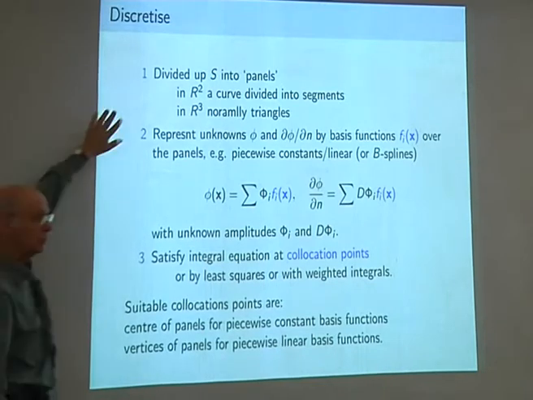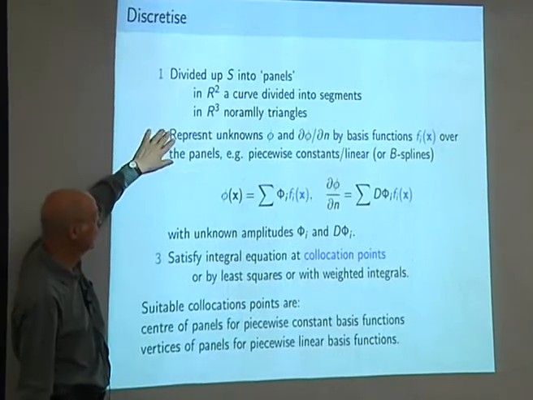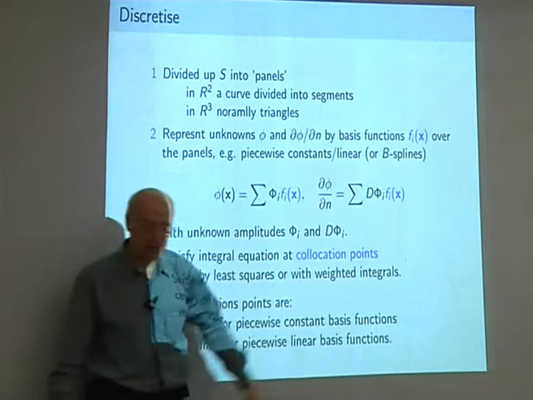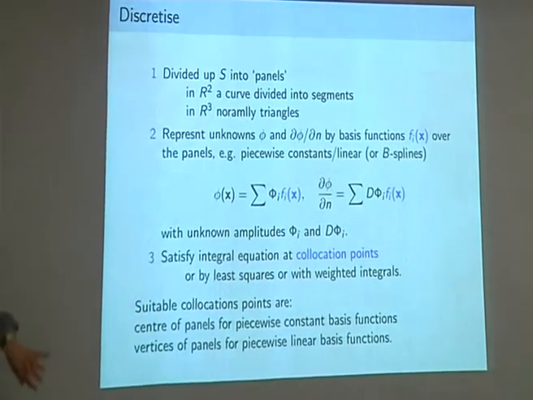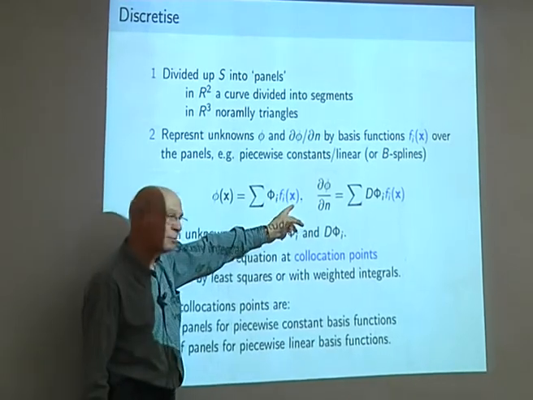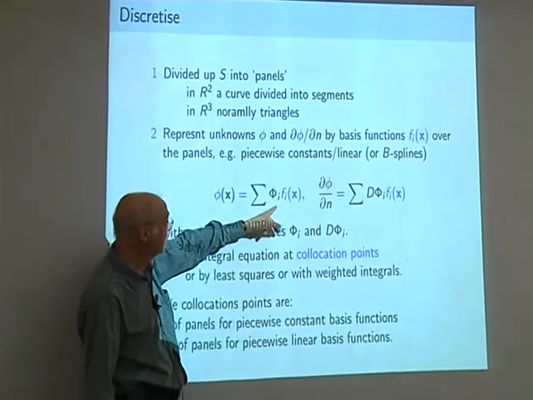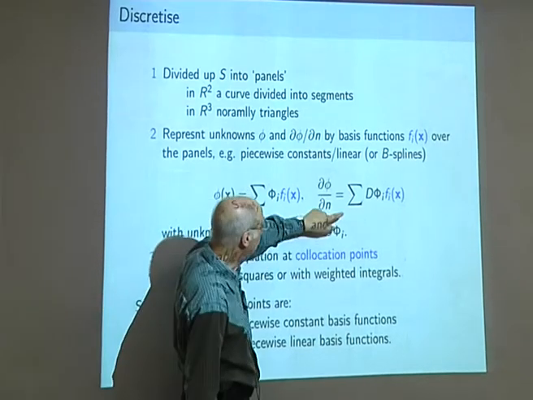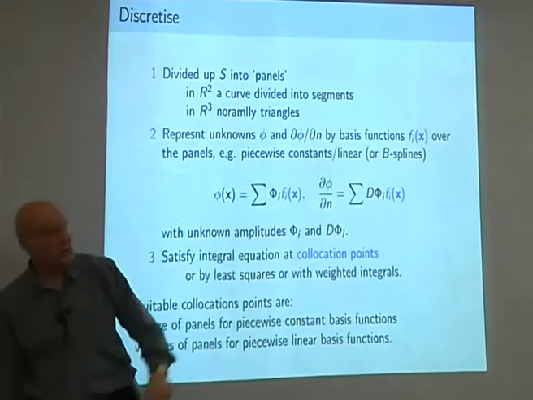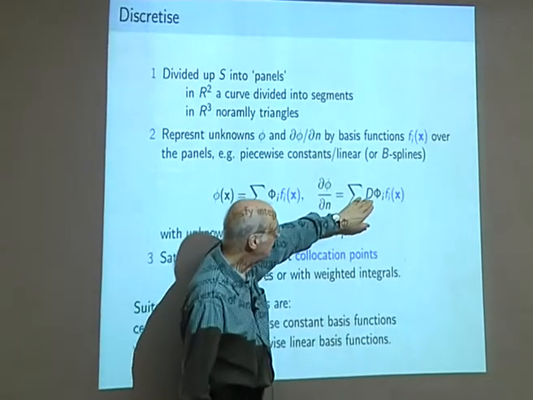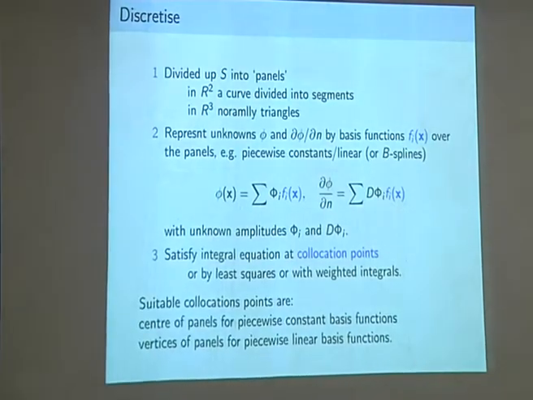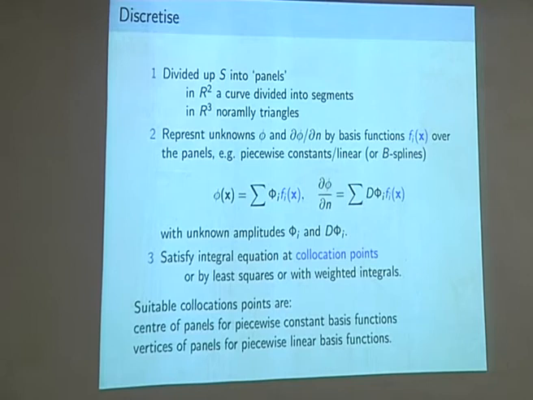So one, we have to discretize the surface. The next thing is we represent the unknowns, or the knowns, either phi or d phi by dn, one is known and one is unknown, as a sum of amplitudes times basis functions. So I've got the amplitudes, capital phi and capital D phi, and there are basis functions which might be piecewise constant.